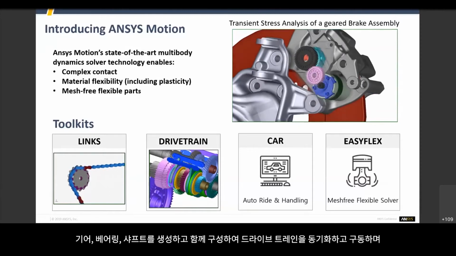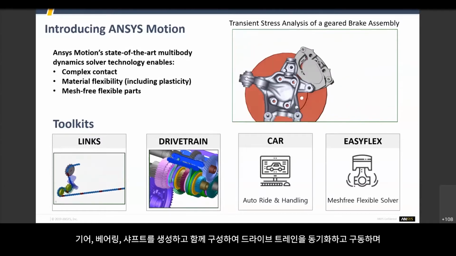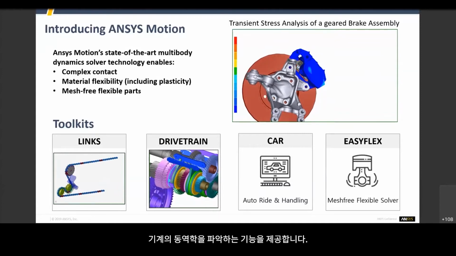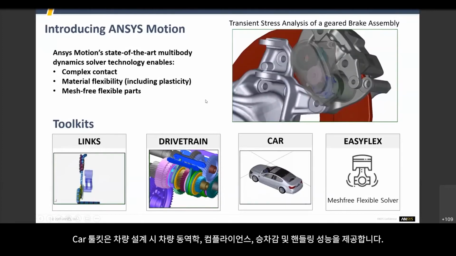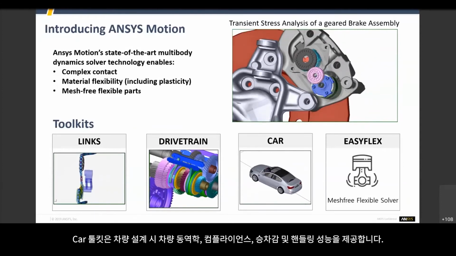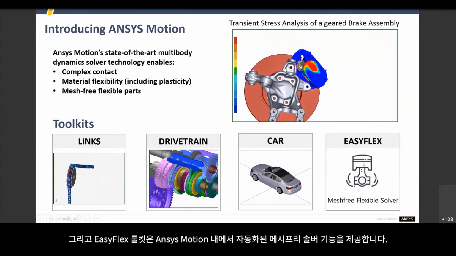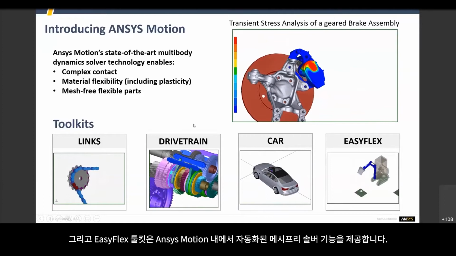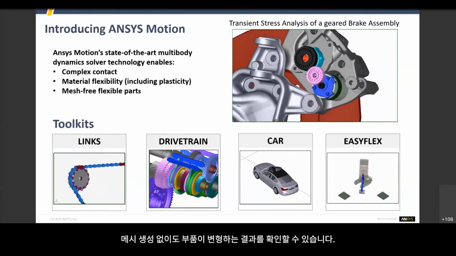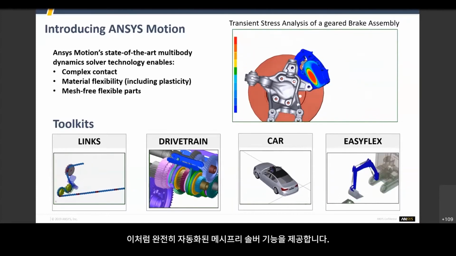So the ability to create the drivetrains, the bearings, the gears, the shafts, to assemble them all together, to set the contact up between them, to synchronize them, to drive them, and then to look at the kinematics of what you get out. The car toolkit gives you a vehicle kinematics and compliance and ride and handling capability. If you're familiar with something like Adams Car, for instance, the car module within Ansys Motion does the same kind of analysis. And then an Easy Flex toolkit. This is effectively a mesh-free flexibility capability inside Ansys Motion. Declare parts as flexible, but you do not need to sit there and put a mesh on them to look at that flexibility. You can do it in a completely automated mesh-free manner.